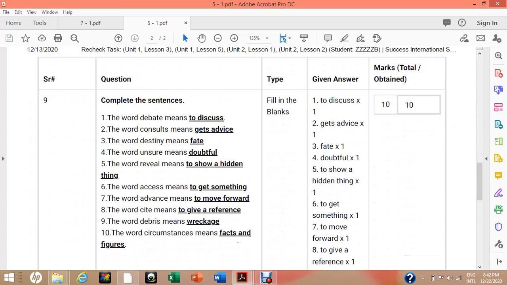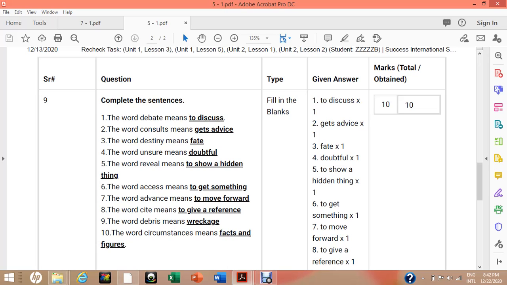Here we have short questions. The word debate means to discuss. The word consults means gets advice. The word destiny means fate. The word unsure means doubtful.